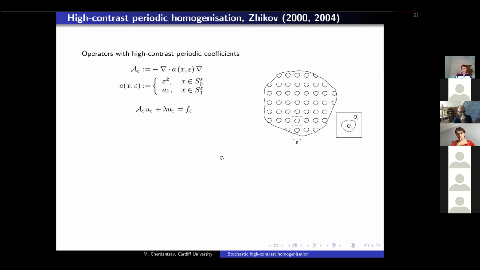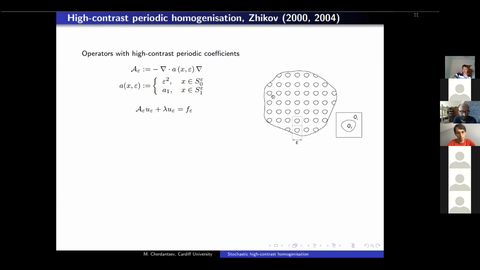Okay, let us look at the high contrast setting. Why high contrast is interesting is because in the limit you get a homogenized operator which has infinitely many gaps in its spectrum. Okay, so this was studied by, sorry, I don't really see the title of my slide because it's blocked by the Zoom panel. So this problem was considered by Zhikov initially in 2000 and 2004.